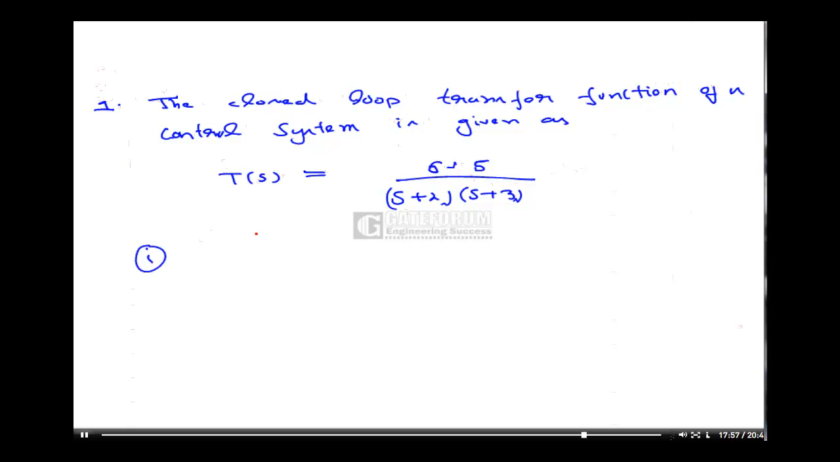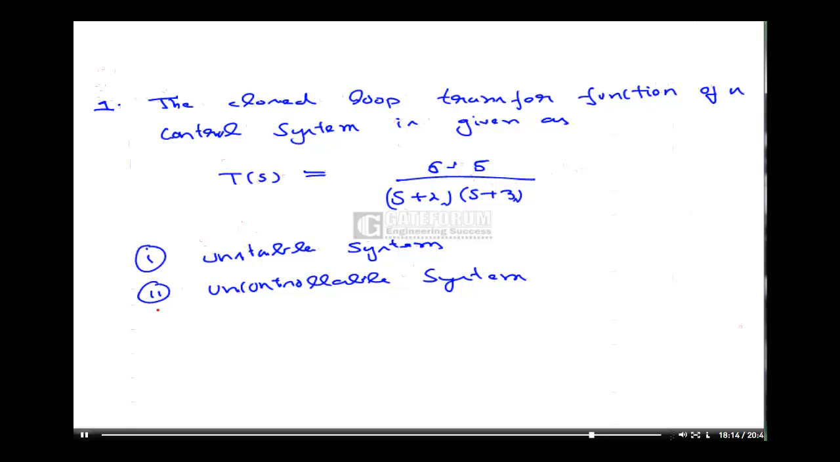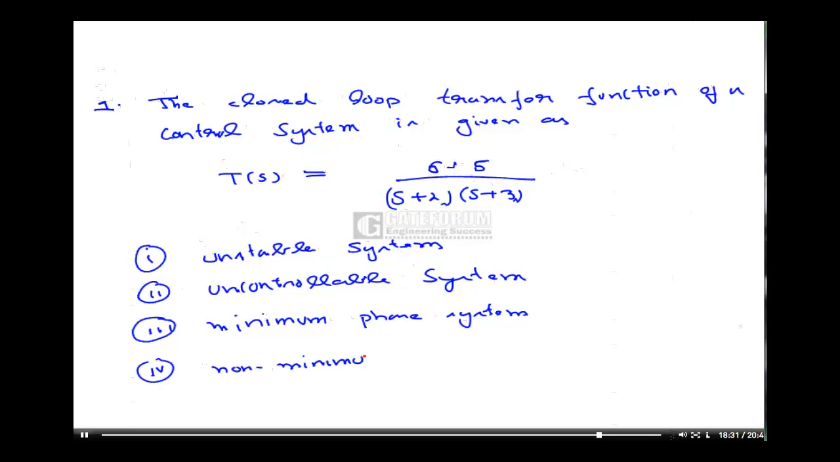The first option is whether the transfer function for the given system is for an unstable system, the second is uncontrollable, third is for minimum phase, and fourth is for non minimum phase.